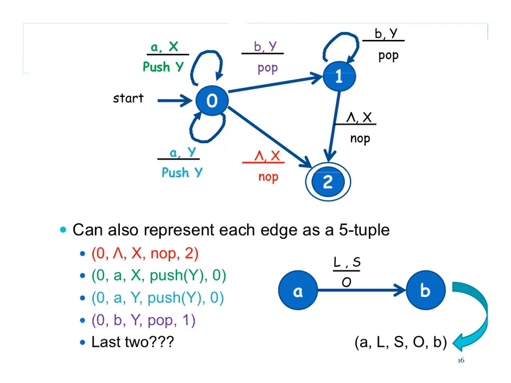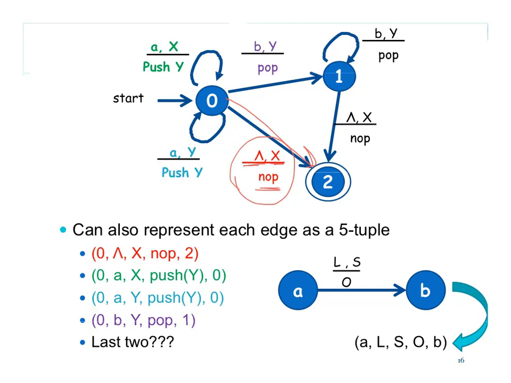Of course, we love our tuples. I've tried to color code this, right? This is so you can also represent an edge as a 5 tuple. So if we look, for example, at this red transition label here, we know that to go from 0 to 2, you can go on a lambda if you see an X at the top of the stack, and what you should do is a no-op.